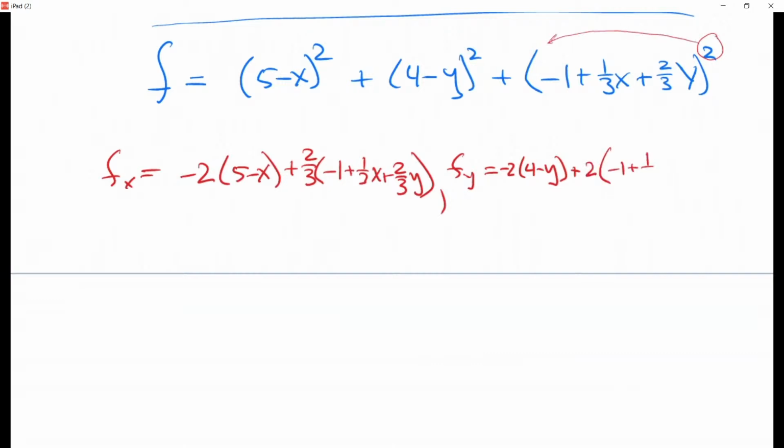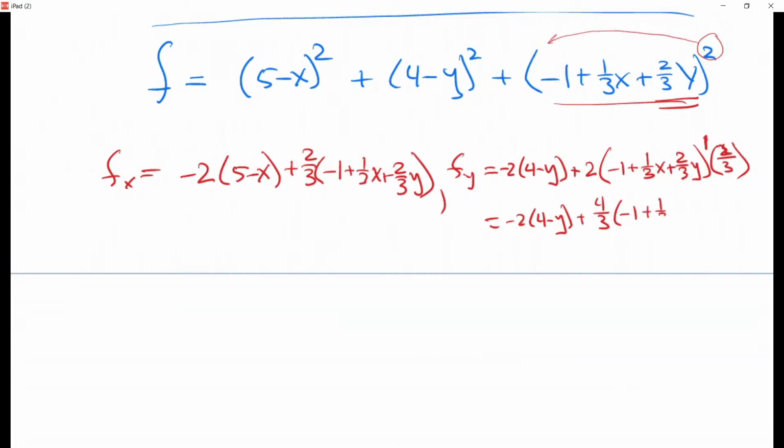And then what's the exponent going to be? So this will be to the first power. And then do the derivative of what's in here. What's the derivative? 2/3, yeah. Don't be afraid to just talk us through it. So that's the typical way that people will write down the derivative. And then we can clean it up and make it look pretty. Let me go ahead and do that. So it's 4/3, -1 plus 1/3 plus 2x plus 2/3.